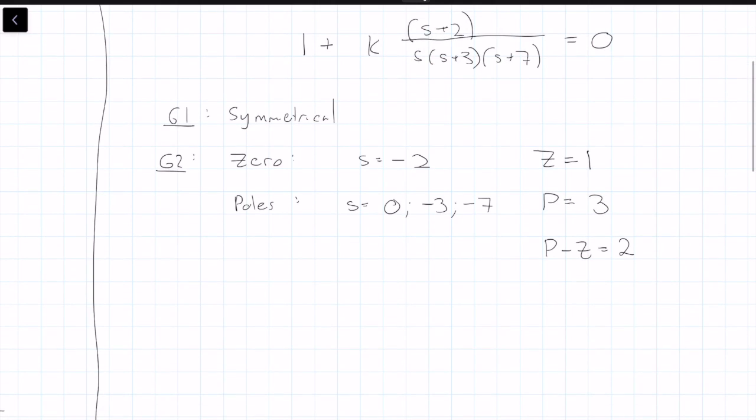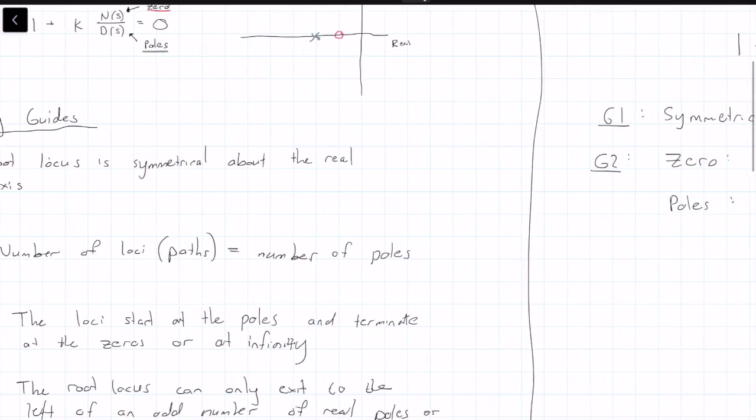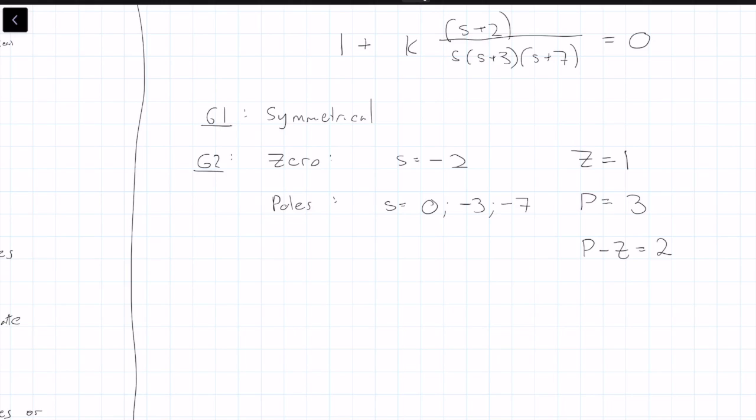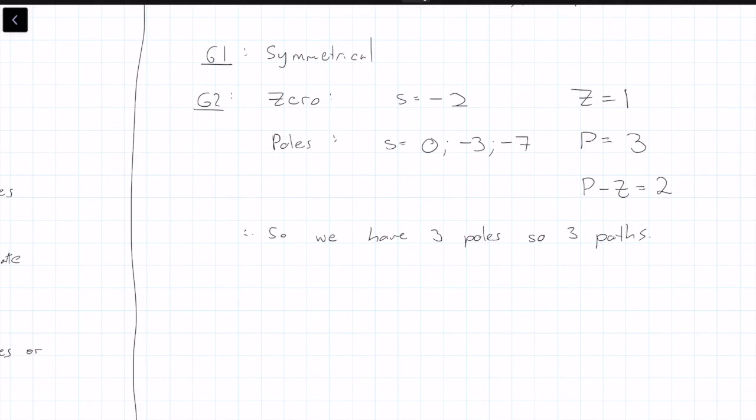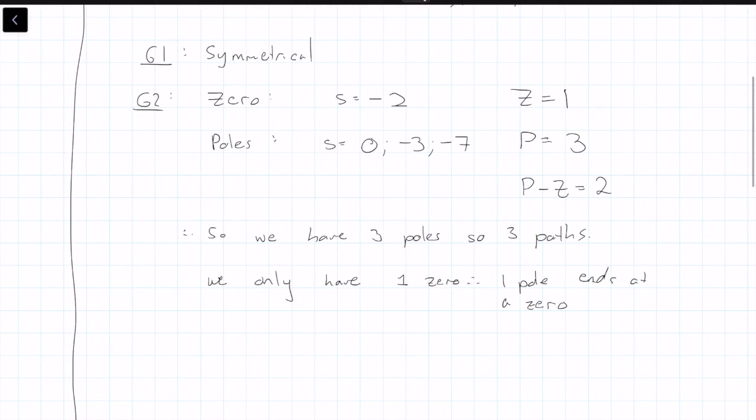Nothing too difficult there. Now using guide 2, we know that the number of loci, or the number of parts, is equal to the number of poles. So we have 3 poles, so 3 parts. But at the same time we know we only have 1 zero. So that means that one pole ends at a zero. You don't have to write this down, this is just the thinking that should be happening. One pole ends at the zero, and 2 poles end at infinity.